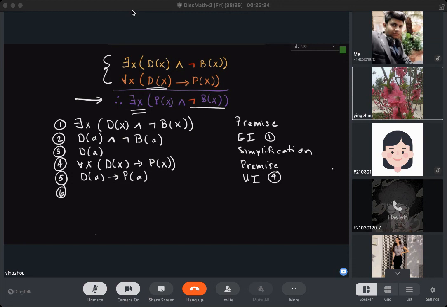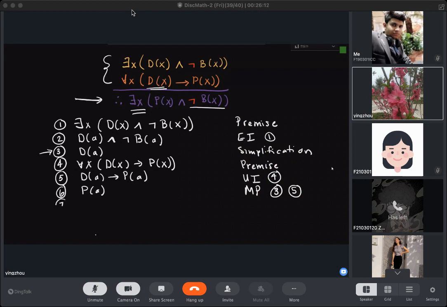Well, now what? Now I know that if DA is true, then PA is true. And I already showed up here that DA was true. So PA is true, and that's good old modus ponens with 3 and 5. So 3 and 5 with modus ponens tells me PA is true. That makes me happy because look where I'm trying to head: I'm trying to get to P of X, or in this case, P of A and not P of A, so I can get to that final conclusion statement.